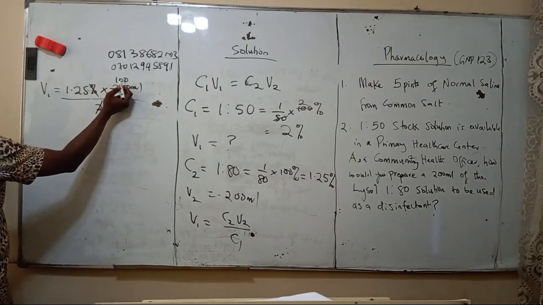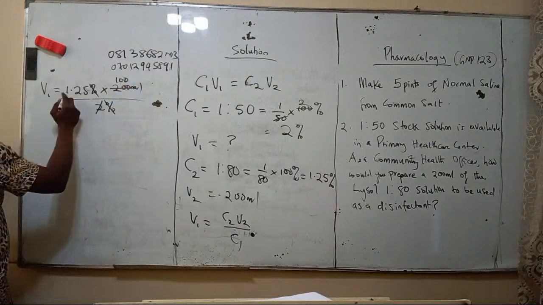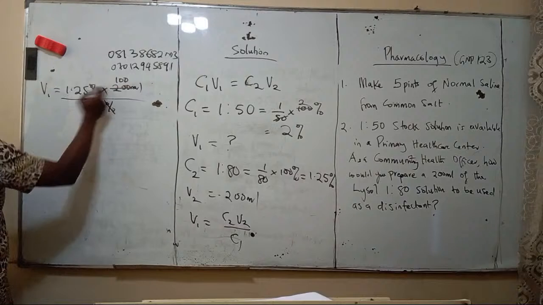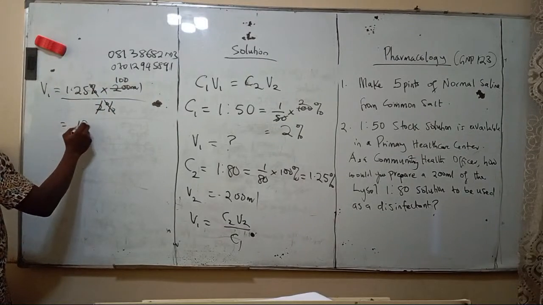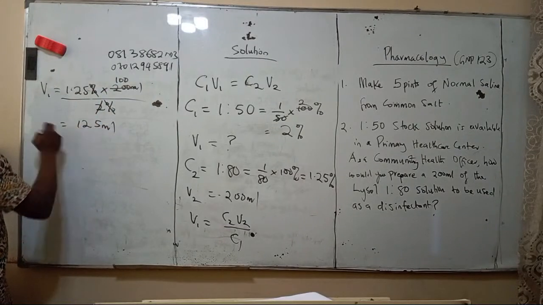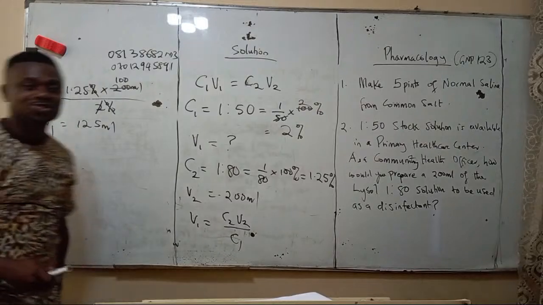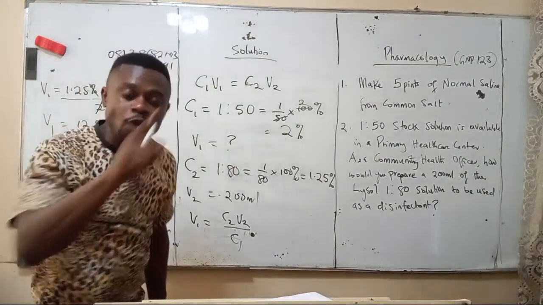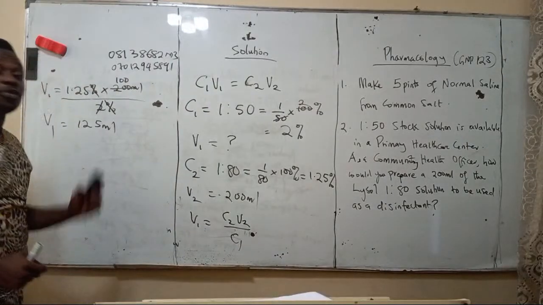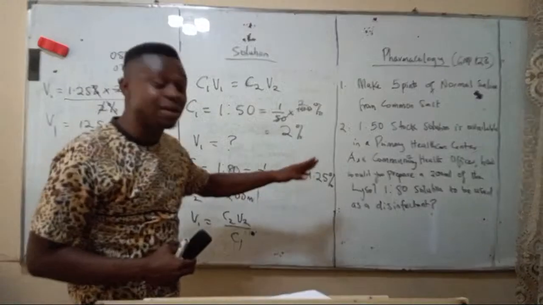Multiplying by 100, we move the decimal point two places. The remaining 0 will move. So the answer is 125 ml. So V1 is 125 ml. What this implies is that to produce, remember these things are practical questions.